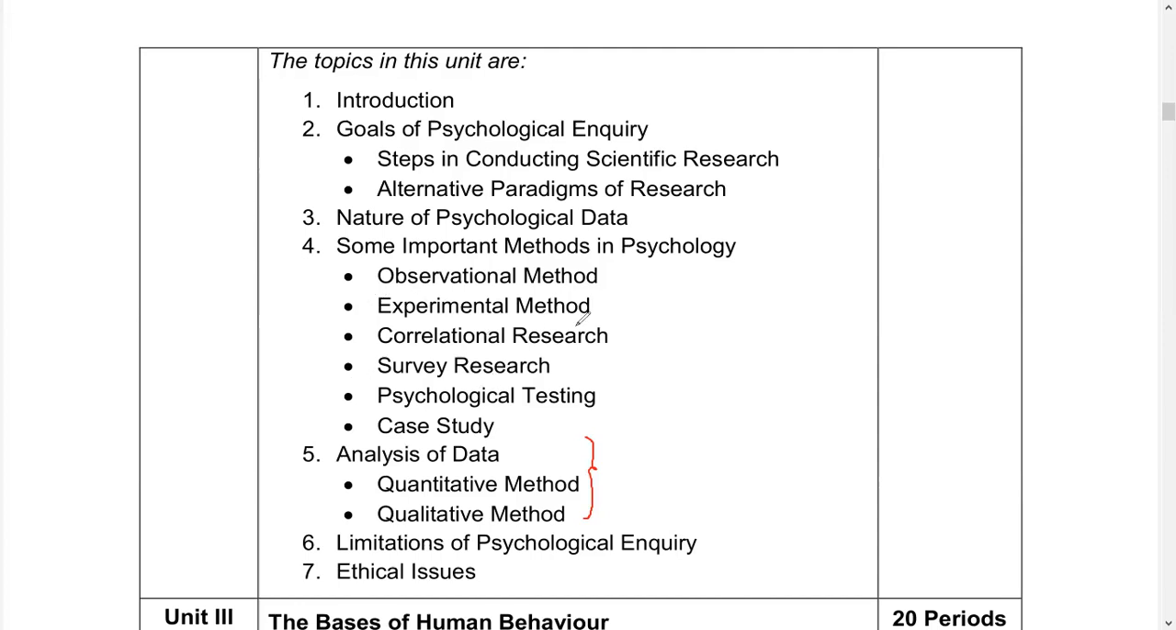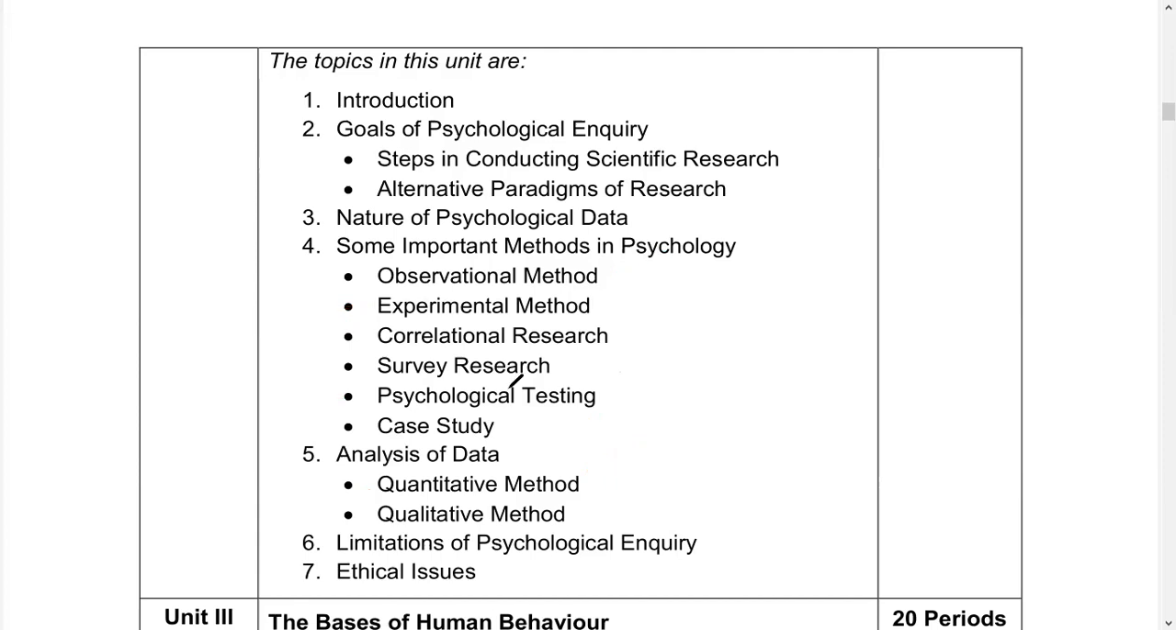There are methods related to, like observation, it is like qualitative. Experimental, it is quantitative. By experimental methods, you can get numbers as results. Correlation, yes, also numbers. Survey, this is qualitative. Psychological testing, it is quantitative. This is also numbers. Whereas in case study, it is either qualitative or quantitative. Based on these things, you get the data to which you can give some meaning.